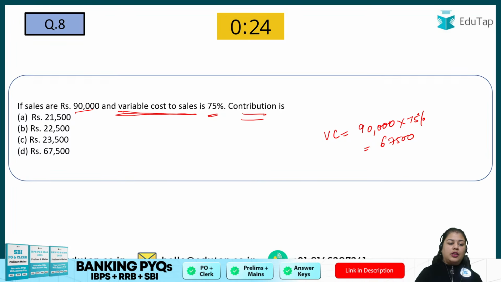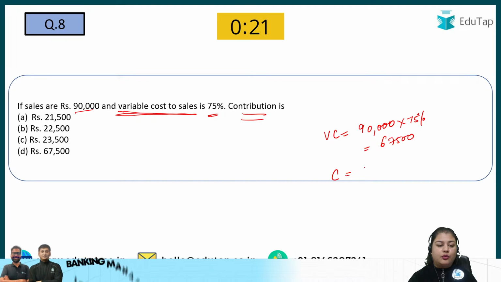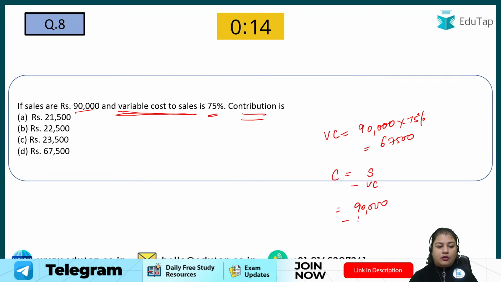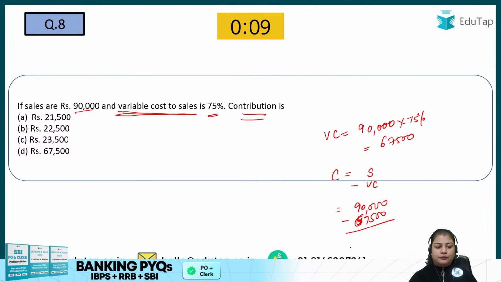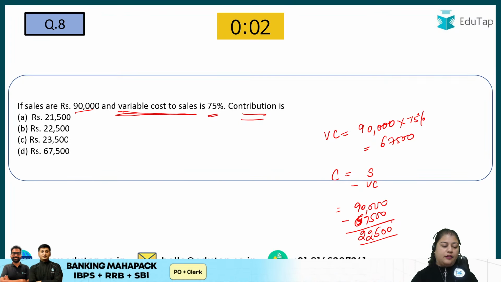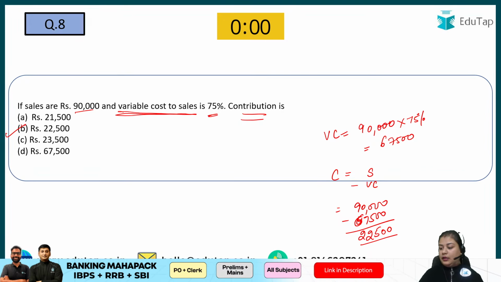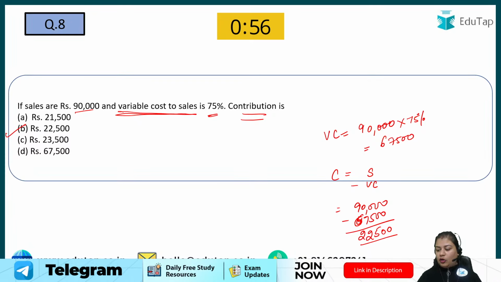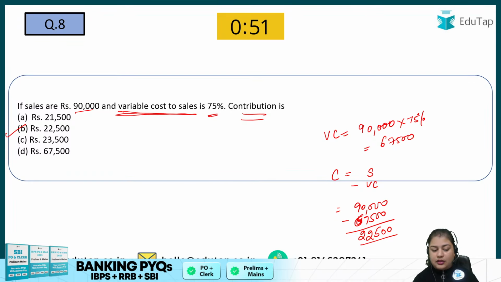So what will be the contribution? Contribution would be sales minus variable cost. So that will be 90,000 minus variable cost, which is 67,500. So the answer would be how much? Yes, everyone has answered correctly, 22,500. That is option B. Or you can also say this as 25%, so you can calculate 90,000 into 25% as the contribution.